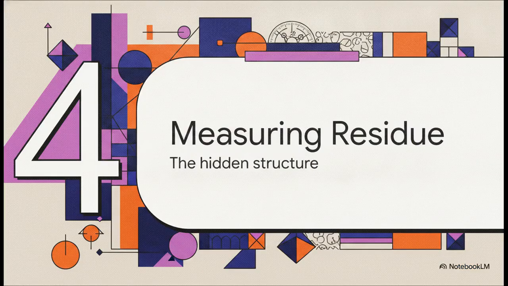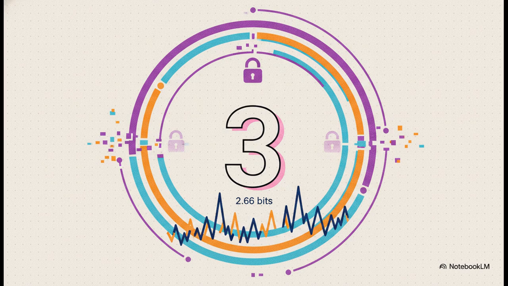Okay, part 4, measuring the hidden residue. By analyzing the cryptographic wash, researchers found a really distinct 3-round parity envelope. They measured exactly 2.66 bits of excess mutual information between adjacent rounds. So what does this actually mean?